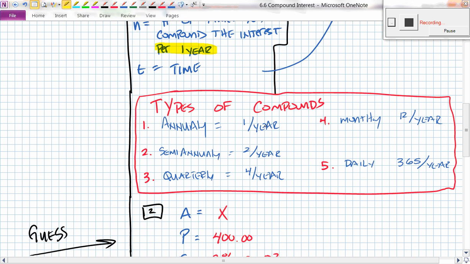Here are the types of compound interest that we're going to talk about. Annually is 1 time per year, like basic simple interest. Semi-annually means twice per year. Quarterly means 4 times per year. Monthly is 12 times per year, and daily is 365 times per year. These are the types of n in this part over here, the numbers you're going to use.